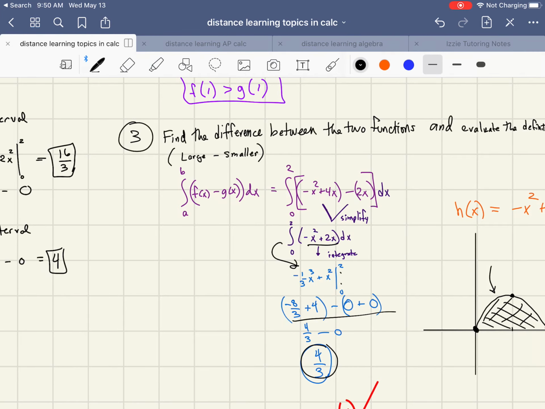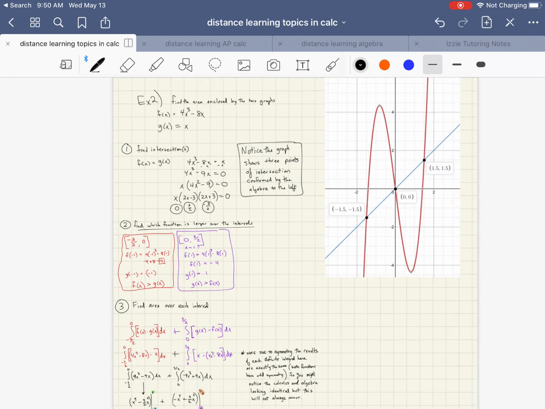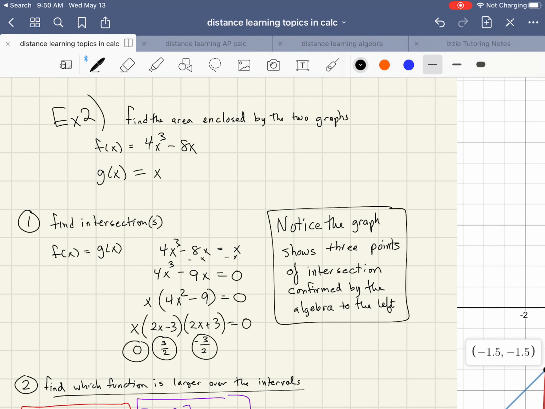Let's look at another example. Find the area enclosed by the two graphs. Now, I'm not going to show you the graphs quite yet because I want you to be able to do this without the graphs. So my two functions are 4x cubed minus 8x, and then simply y equals x. Again, step 1, find the intersections. Set them equal, bring everything together, so I'm subtracting x, and I get 4x cubed minus 9x equals 0. I can factor out an x, and then hopefully you can notice this is a difference of squares. Factor that down, and we get our 3 points of intersection.